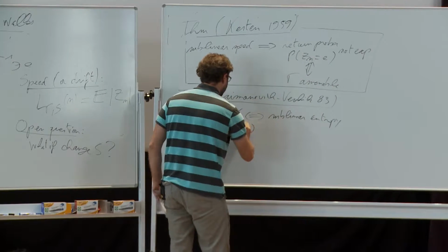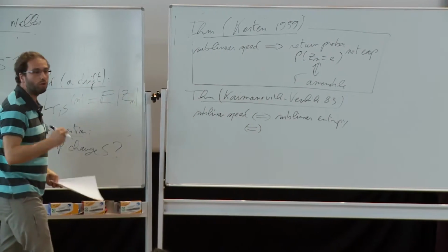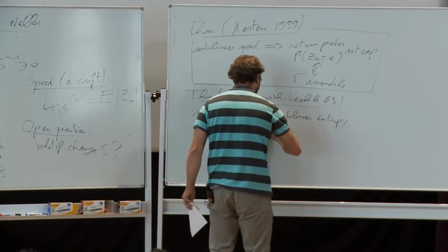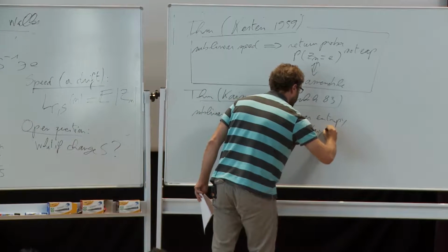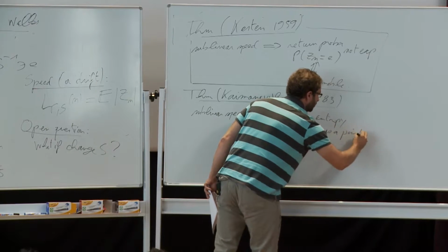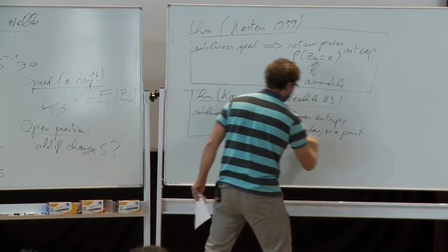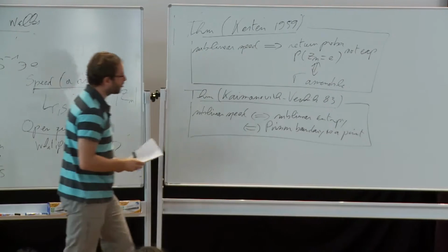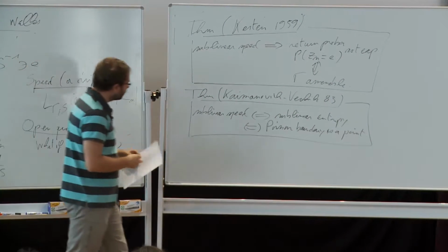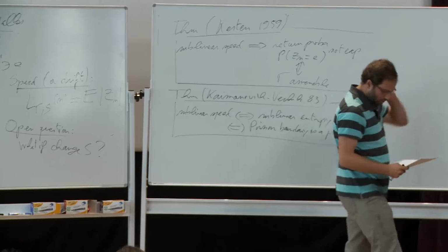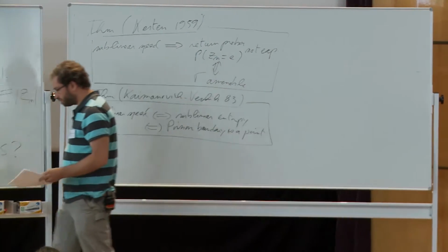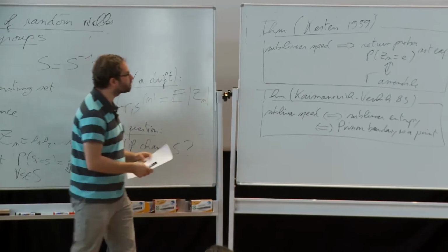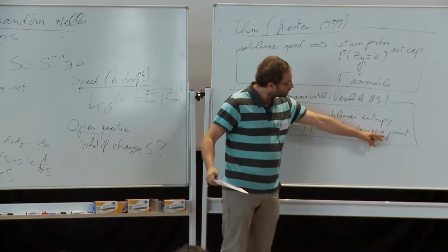And this is equivalent to having a trivial Poisson boundary. So this is equivalent to saying that the Poisson boundary is just a point. So this theorem is interesting because it makes speed an interesting quantity when the Poisson boundary is a point, right?